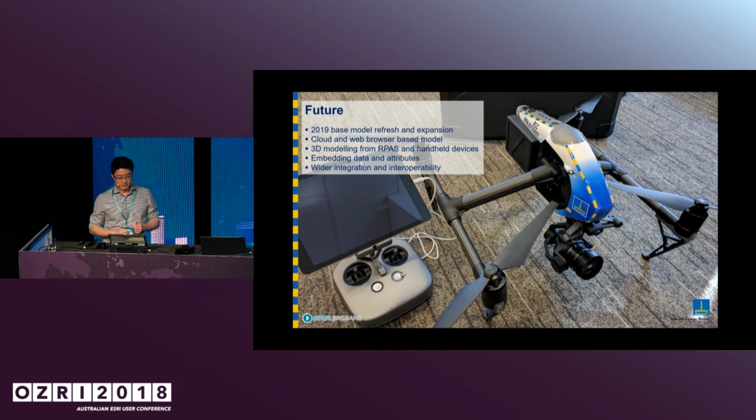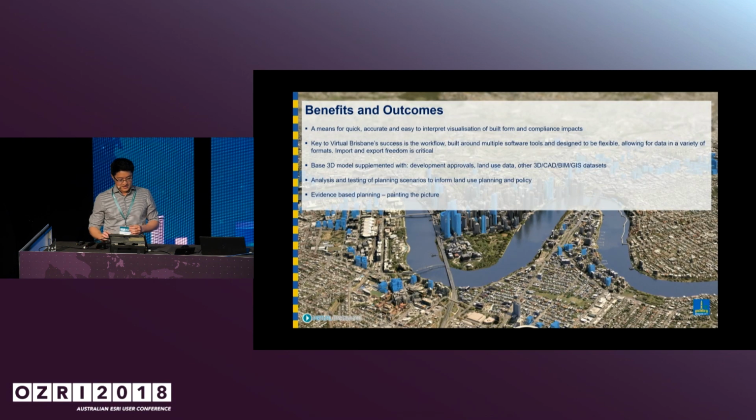Really looking forward to embedding more data and attributes into the city information model and wider integration and interoperability as well, so that this thing can continue to be used for community consultation. But you probably saw before what Hub enables for community consultation and urban planning, and tools like ArcGIS Urban, which will allow you to integrate not only the 3D model, but other information such as employment or land use there. So just a quick recap of benefits and outcomes to date.